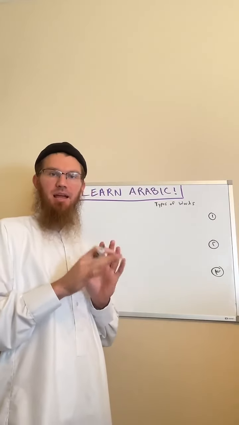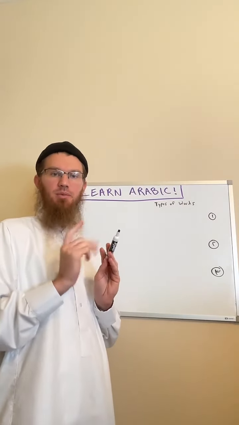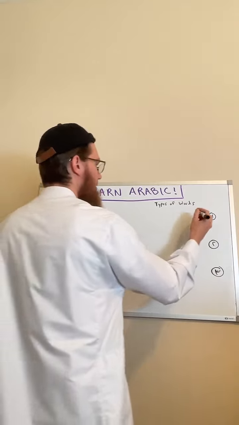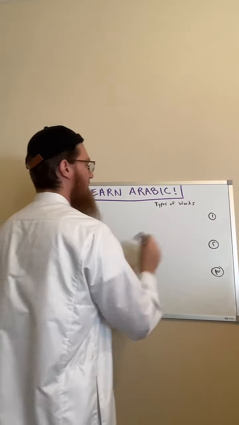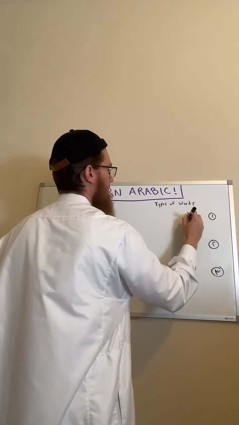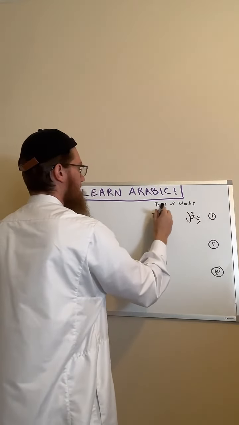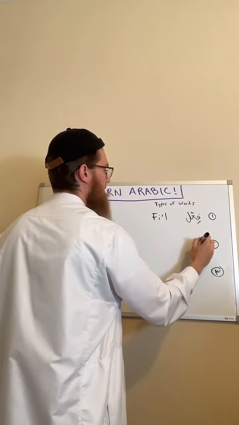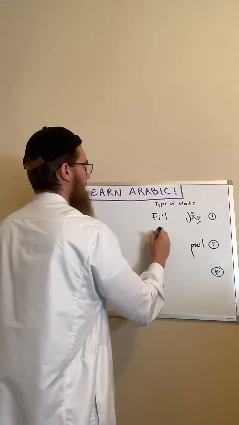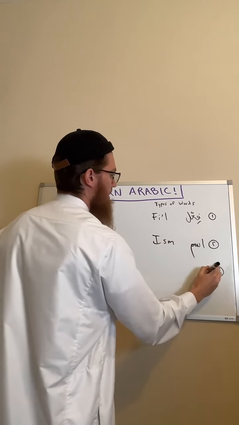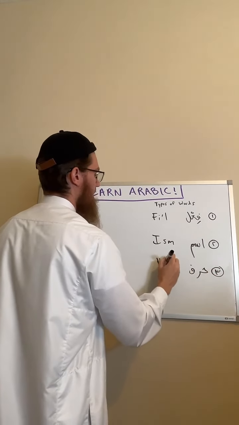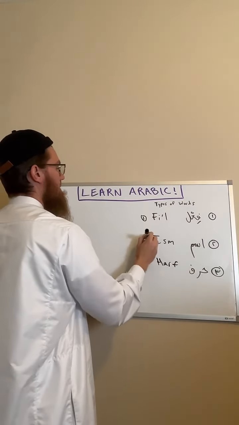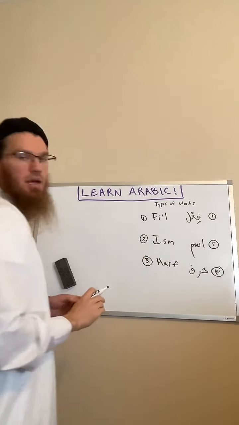In the Arabic language, there are three types of words. There are three general categories of words. The first category, the fi'l. Second category, ism. Third category is harf. So there are three types of words in the Arabic language.